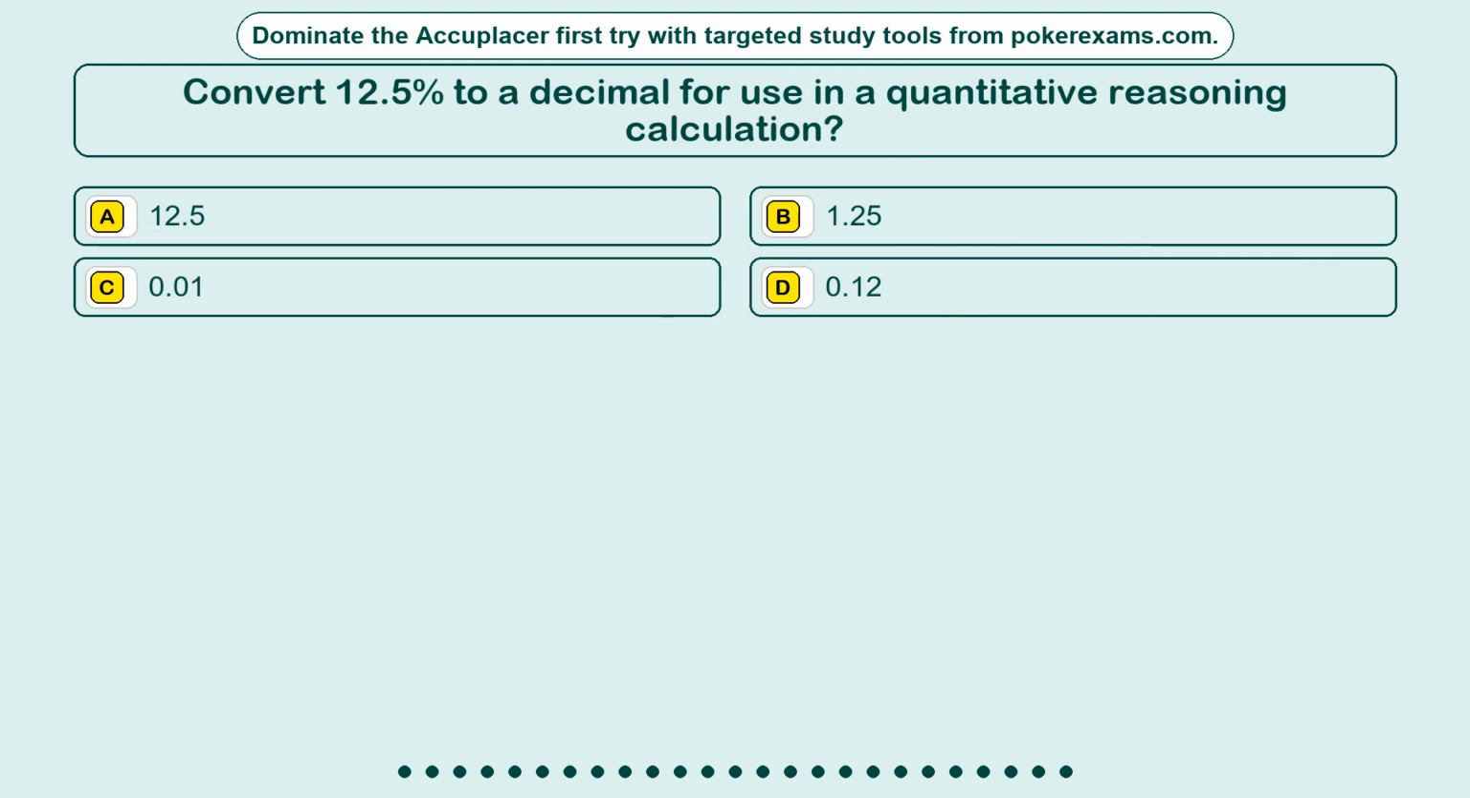Question 4. Convert 12.5% to a decimal for use in a quantitative reasoning calculation. Option A, 12.5. Option B, 1.25. Option C, 0.01. Option D, 0.12.